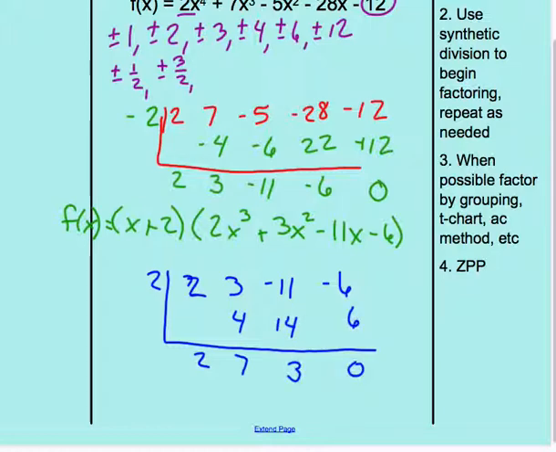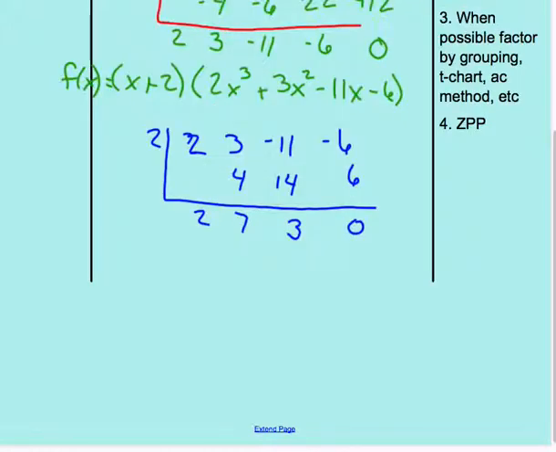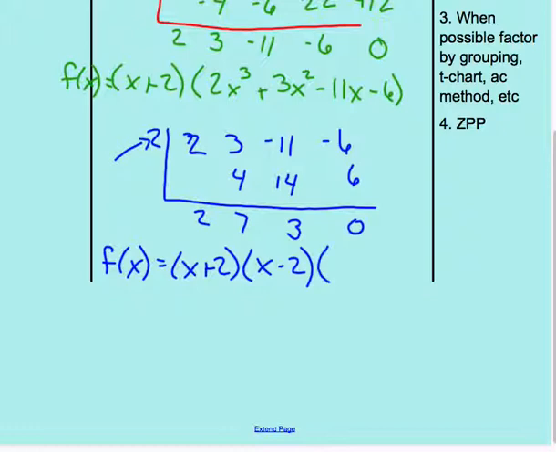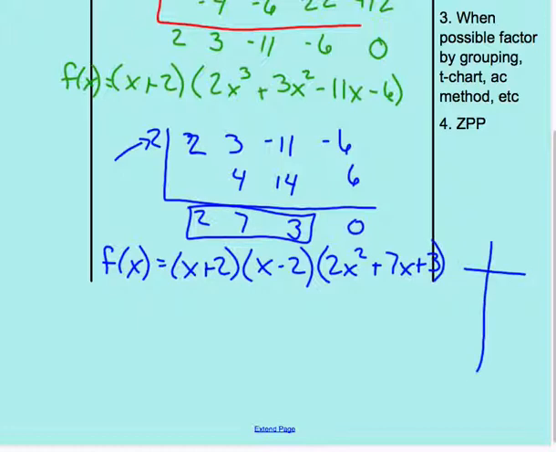And fortunately, this one worked. So we can continue factoring our function. So the x minus 2 comes from this factor where I got the remainder of 0. And then I'm going to use the quotient to write my last trinomial. And then this one I can use the AC method. I can already tell that this is going to work.